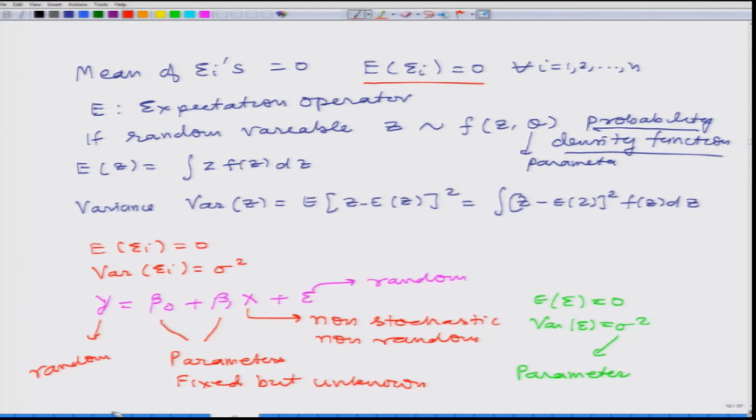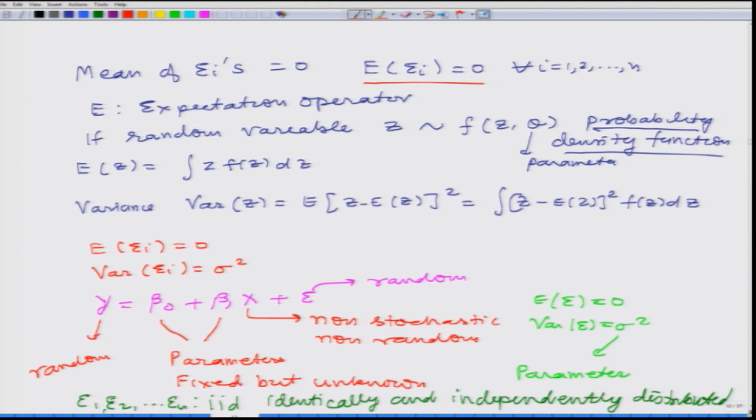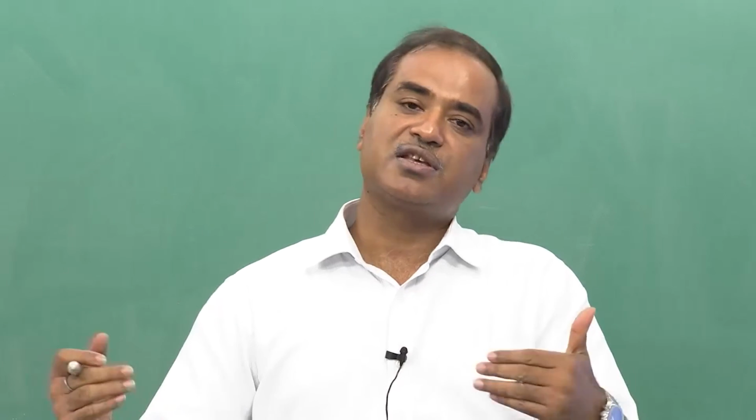We also assume here that when we observe the observations x1, y1, x2, y2, up to xn, yn, the corresponding random errors epsilon 1, epsilon 2, up to epsilon n are IID. IID means they are identically distributed as well as independently distributed. So, all epsilon 1, epsilon 2, up to epsilon n are mutually independent of each other and all are coming from the same distribution.